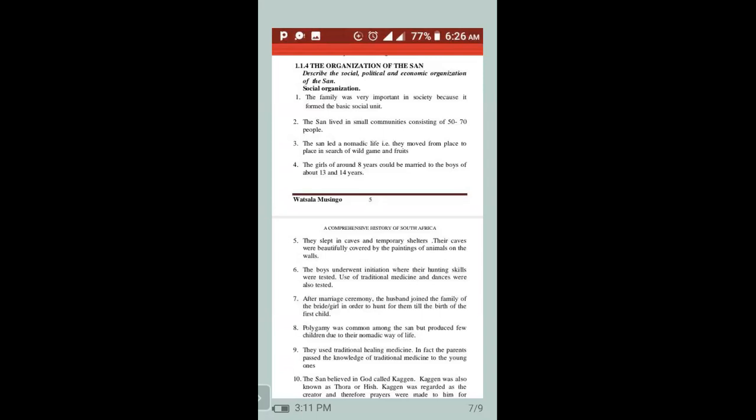Number 8 is polygamy was common among the San, but produced few children due to their nomadic way of life. Because of the movement from different places, having many children would be so hard for them. So they used to produce few children and marry many women. It's like a sign of pride. Just like even in our history, in Uganda or anywhere in Africa, if a man had many women, those days, it was like a sign of pride.